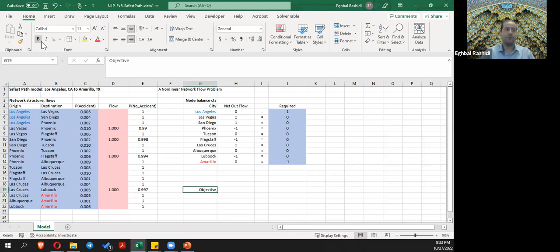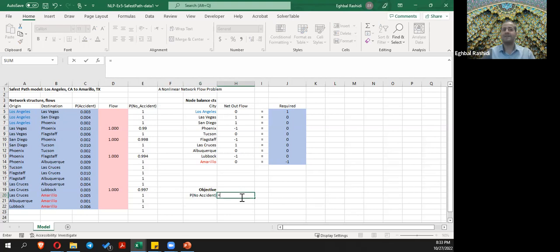This is going to be bold, and the objective actually is the probability of no accident. Okay, probability of no accident, and that's actually equal to... So this is what we have to do. We have to actually multiply these by each other. If you multiply every cell in this column together, you get the probability of no accidents, right?